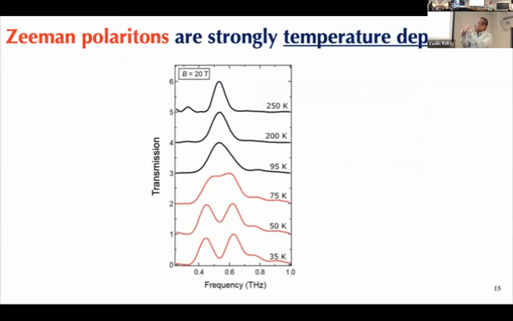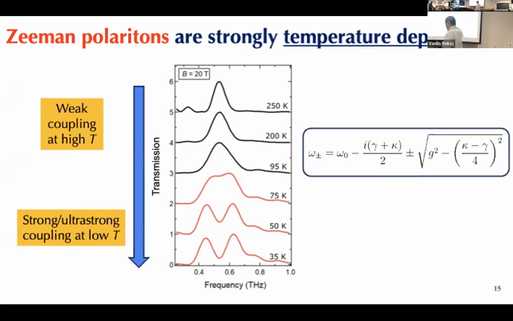So these Zeeman polaritons are very temperature dependent. We found that at high temperatures, there's a single mode. This is transmission. As we cool down, there's a critical temperature where the single peak splits into two, and then it shows this Rabi-like splitting. So weak splitting at high temperatures, and strong or ultrastrong coupling at low temperature.